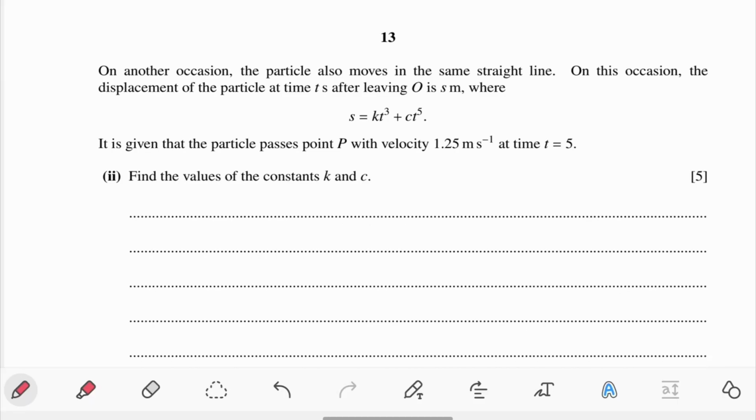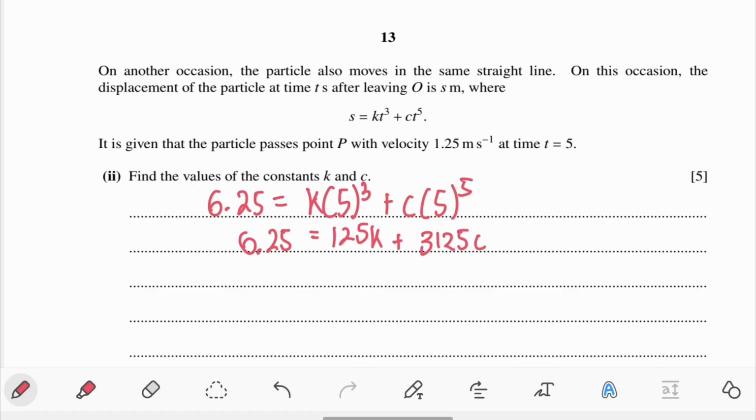Next question. On another occasion, the particle also moves in the same straight line. On this occasion, the displacement of the particle at time t seconds after leaving from O is s meters, where s is equal to kt cubed plus ct to the power 5. Okay. Given that the particle passes point P with velocity 1.25 meters per second at time t is equal to 5, find the constants k and c. So we already know that the distance OP is 6.25 meters. So we can put that in. And it occurs at time t is equal to 5, as they said in the question. So this is our first equation. So 6.25 is equal to 125k plus 3125c. That's our first equation.